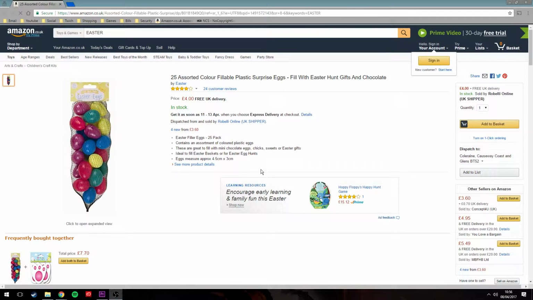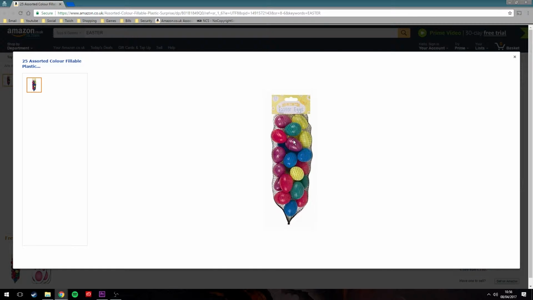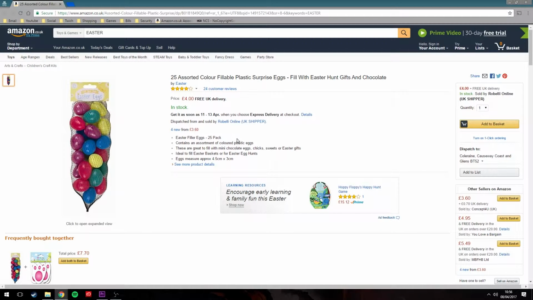Next up, we have a little treat for the kids, the fillable surprise eggs. Now these remind me of the Kinder surprise eggs you used to get as a kid with a little toy inside. These, on the other hand, can be filled with whatever you want, from chocolate to toys, whatever you think you can fit in there, and it will make that traditional Easter egg hunt even more exciting. These are currently on Amazon for around £4.